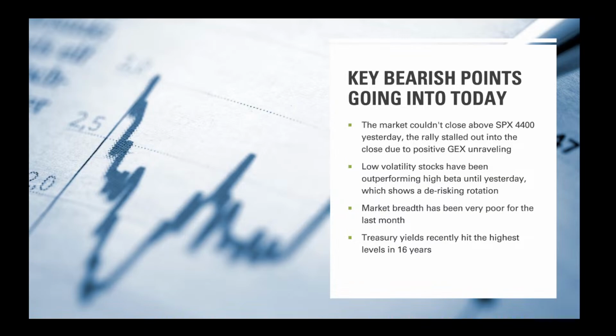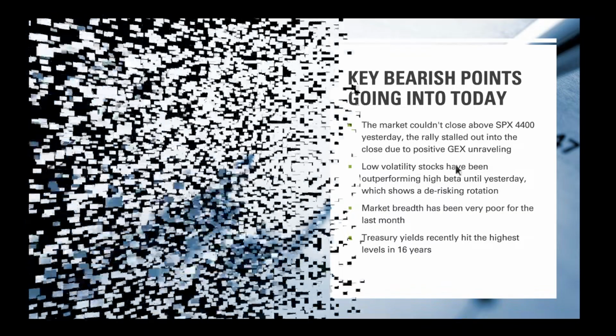A lot of those calls had to be taken off. And low volatility stocks have been outperforming high beta until yesterday, which does show a de-risking rotation underneath the surface. And market breadth has been very poor for the past month. And finally, Treasury yields, as recently as yesterday, hit the highest level in about 16 years. So those are all the detractors, right? We have to be balanced in our analysis. We can't just look at one or the other and say we're fully satisfied.